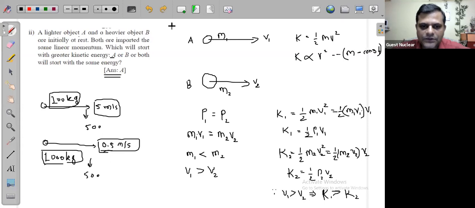Again, that's what I'm saying here, that the mass cannot be considered as constant. It is actually mentioned here in this question that lighter object A and heavier object B.